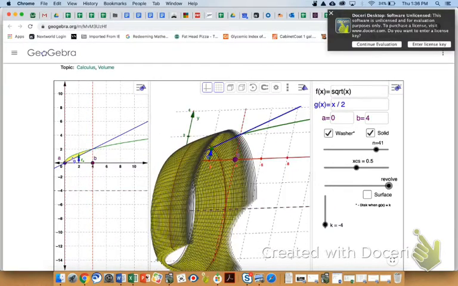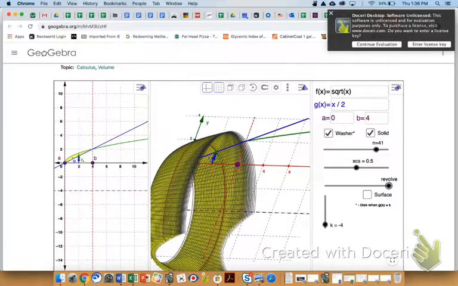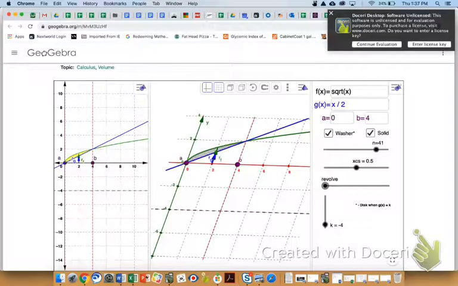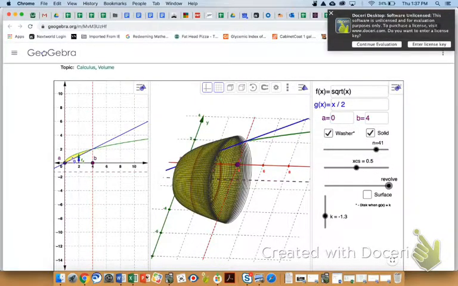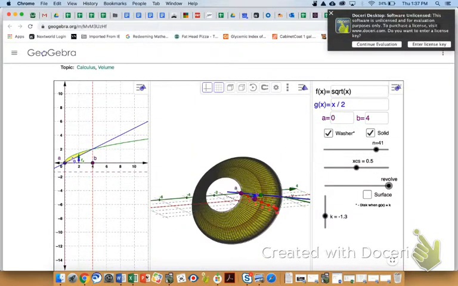Just so you can see the genuine shape, I could move this up to like -2. Maybe, yeah, roughly -1. Check this out. Do you see how that's genuinely a bowl with a hole?